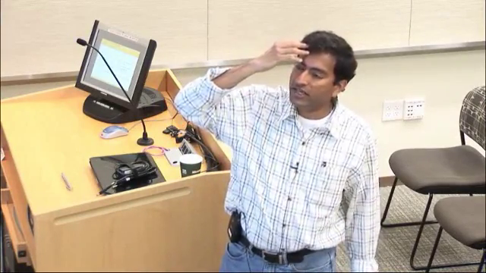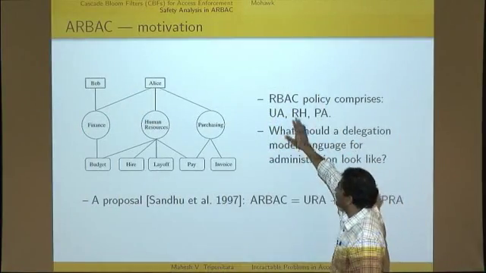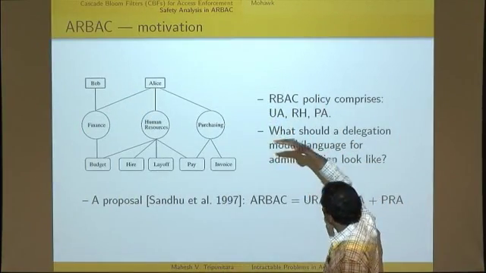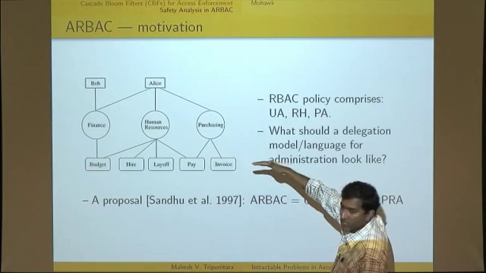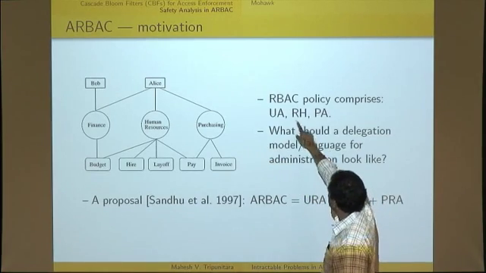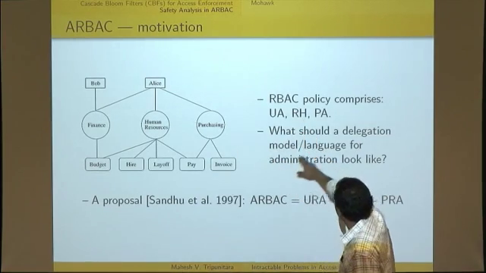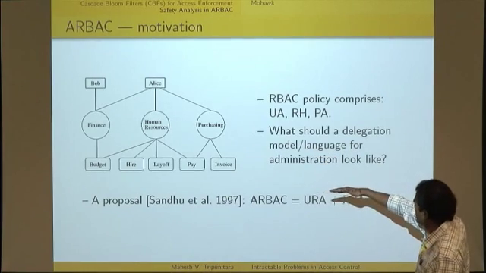So the first question we have to consider is, what is a meaningful language for delegating things in this context? Remember that the RBAC policy consists of, we could think of it as consisting of 3 pieces: the authorizations that users have to roles, the relationship between roles, which I don't show here, and the relationship of roles to permissions, right?